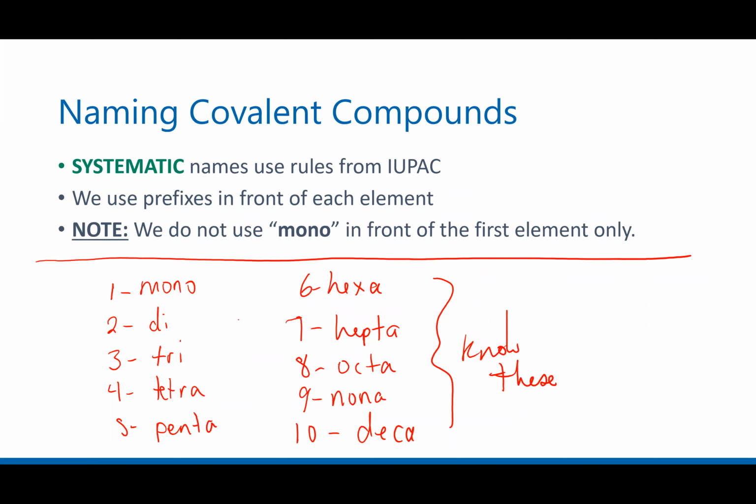So when you're naming a covalent compound, the first thing you need to know are prefixes that we use to tell us how many of each atom are in that molecule. A prefix is a word that goes in front of another word. So carbon dioxide means it's a carbon with 2 oxygens. Carbon monoxide is 1 carbon with 1 oxygen. These prefixes that I have written here, you have to know for your final exam.